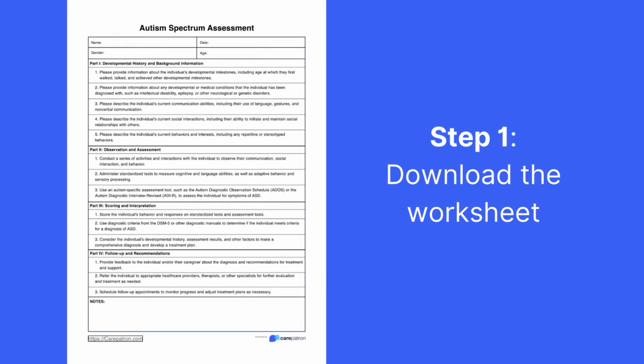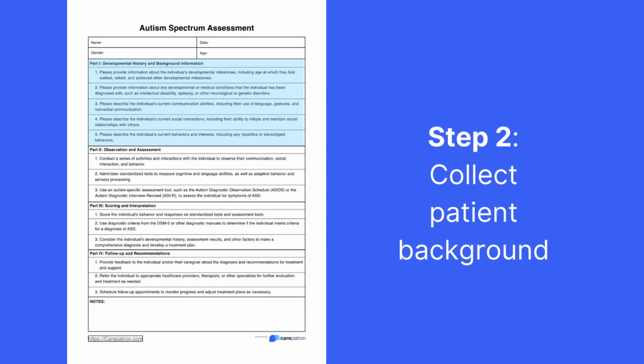The first step to completing this assessment is to download the worksheet, which can be accessed for free through our website and app. It is important that you collect information about developmental milestones, medical conditions, disorders, communication abilities, social interaction levels, and any repetitive behaviours. This can all be attached to this assessment file.